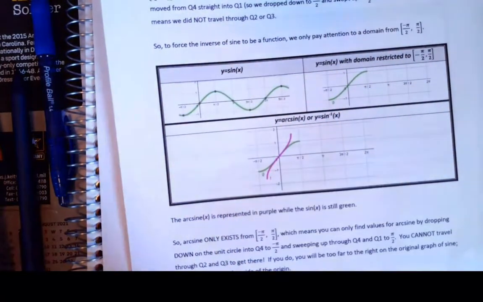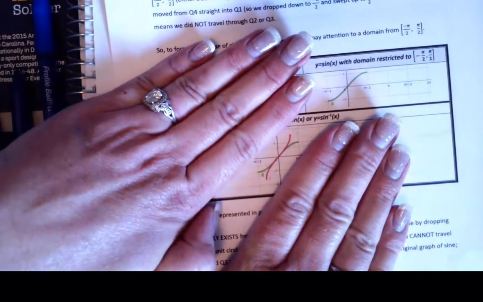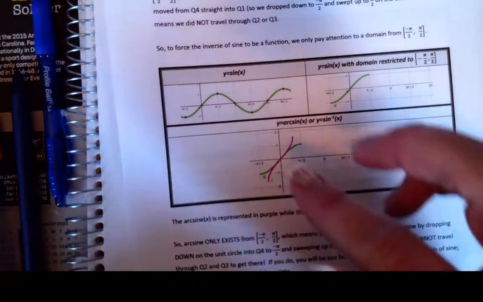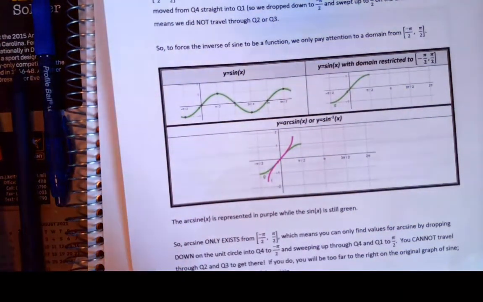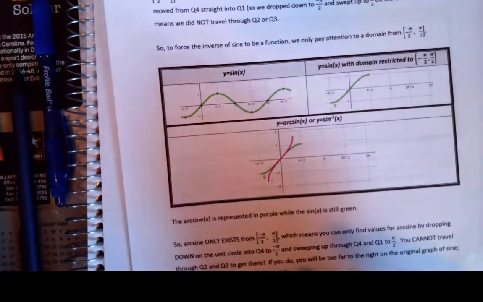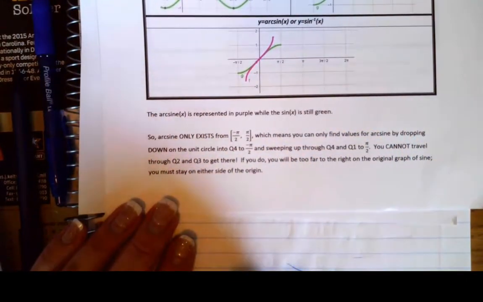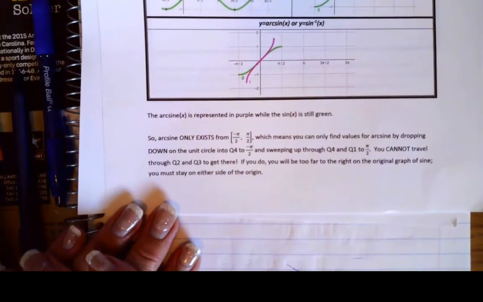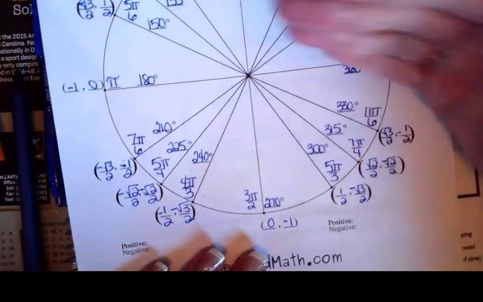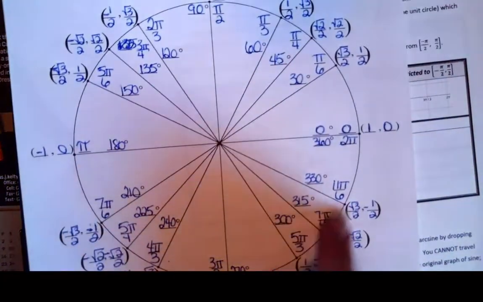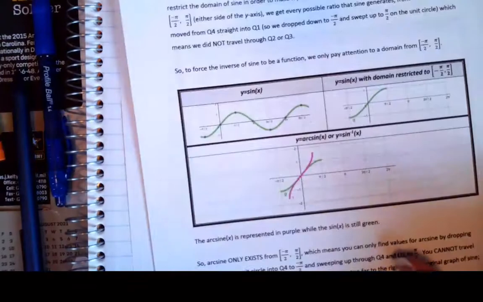I'm just using it so you can see that if I fold it across the line y equals x, its arms will lay on top of each other. Okay, so it is symmetric. And now what I've done is I've represented every single potential ratio that exists for sine. Okay, so we can find values for arc sine by dropping down on the unit circle into quadrant 4, to negative pi over 2. So again, you cannot travel around. I have to drop down into quadrant 4, so I move directly from quadrant 4 into quadrant 1.